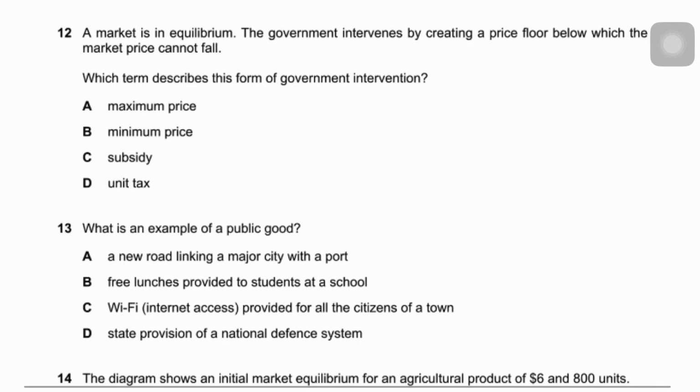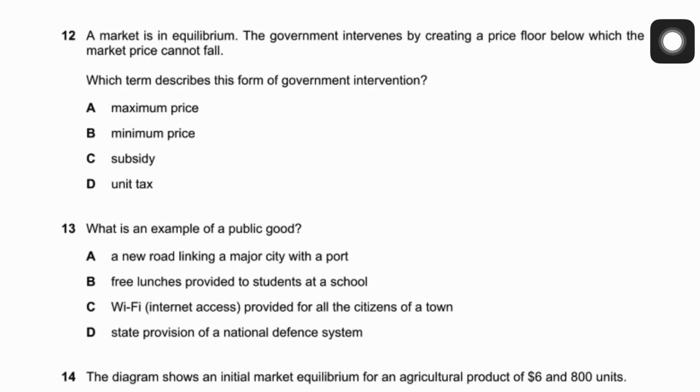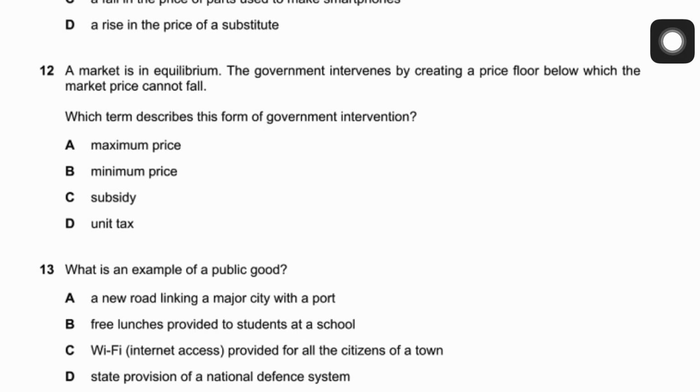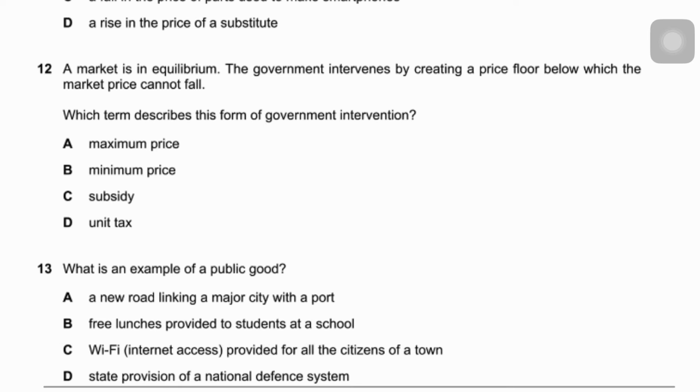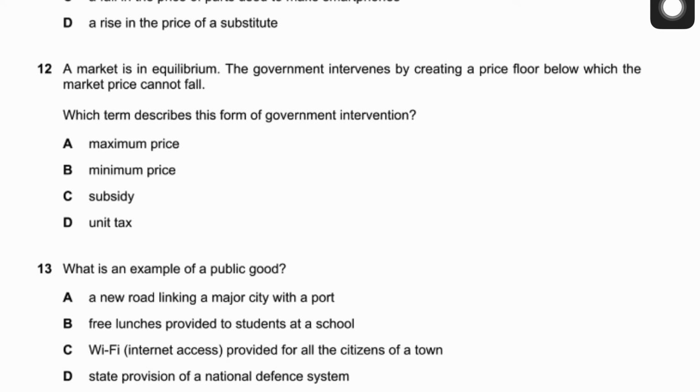Question number 12 says a market is in equilibrium. The government intervenes by creating a price floor below which the market price cannot fall. Which term describes this form of government intervention? Now, a price floor is basically a minimum price that is set by the government, which means that the market price cannot fall below this level, right? And this is basically intended to prevent prices from being too low, which means that option B, minimum price, accurately describes a price floor. Very easy question.